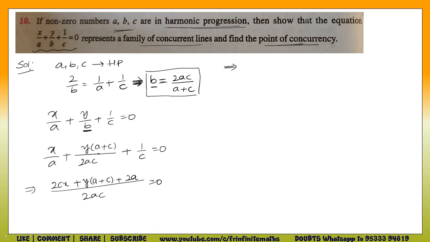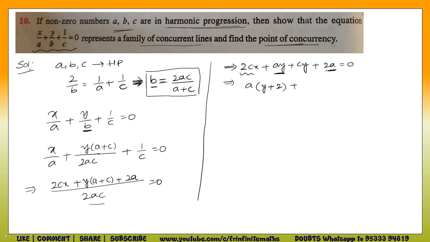So when I do cross multiplication, this 2ac can be cross multiplied and it becomes 0. And now multiplying, so 2cx plus a times y is ay plus c times y is cy plus 2 times a is equal to 0. Now again taking out the terms of a as common, I can write it as a times y plus 2, plus in the next 2 terms I take c as common, this becomes 2x plus y is equal to 0.